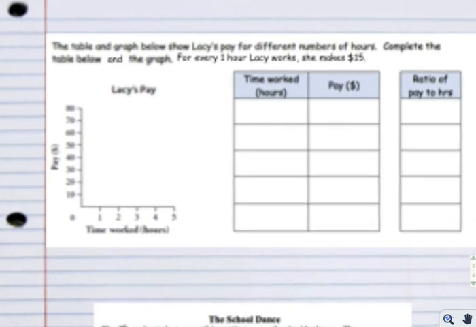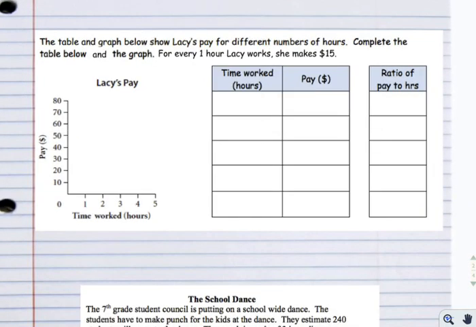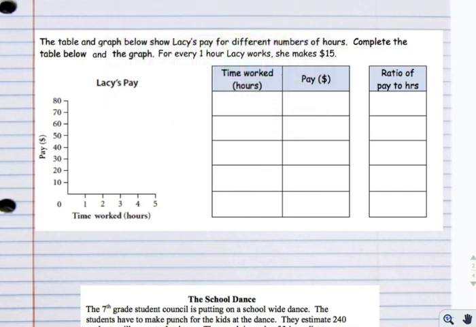So at the very top of your page, you should have the first set of data, and it says the table and graph below show Lacey's pay for different number of hours. Complete the table and the graph. For every 1 hour Lacey works, she makes $15. Well, first of all, I want to make sure that I'm ready to go in terms of my table. So the statement says for every 1 hour Lacey works, she makes $15. So if she worked 1 hour, she makes $15.